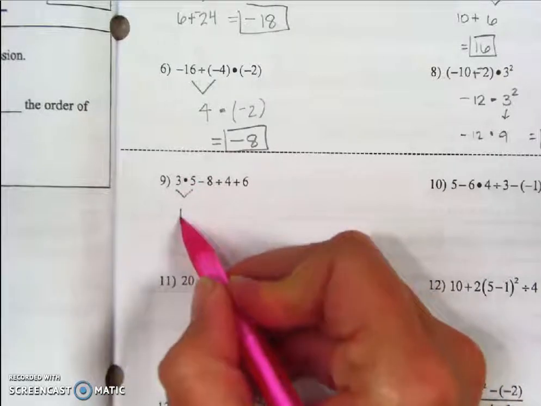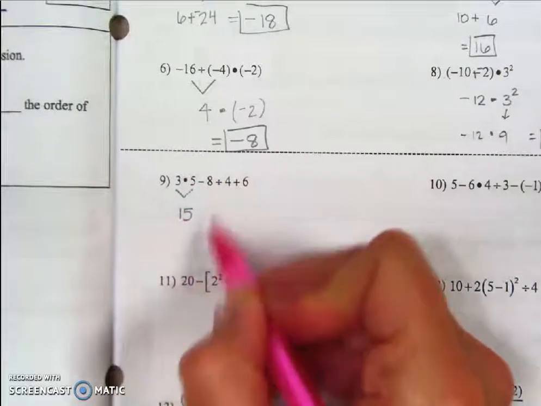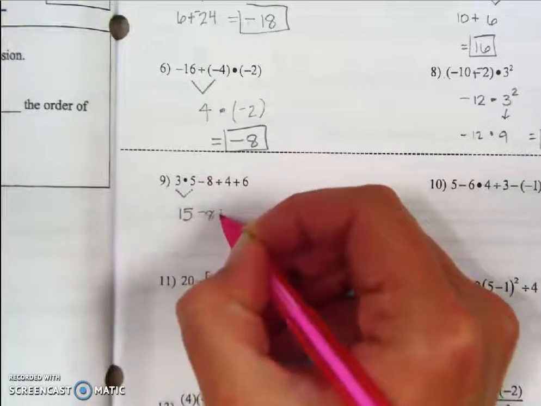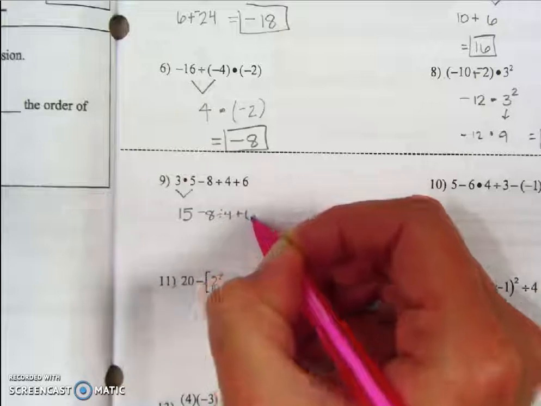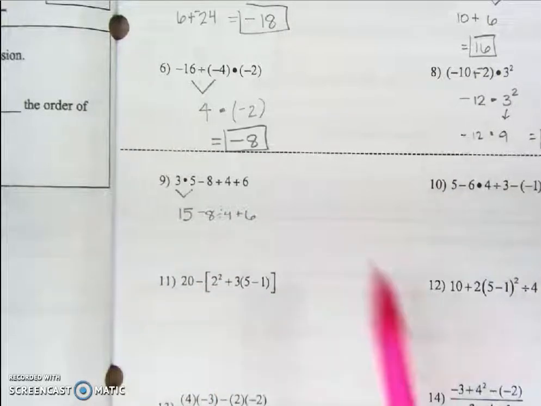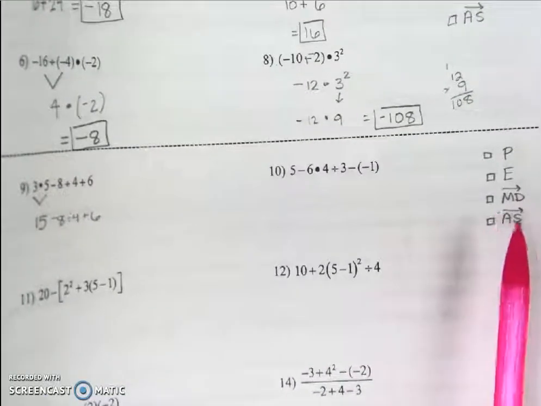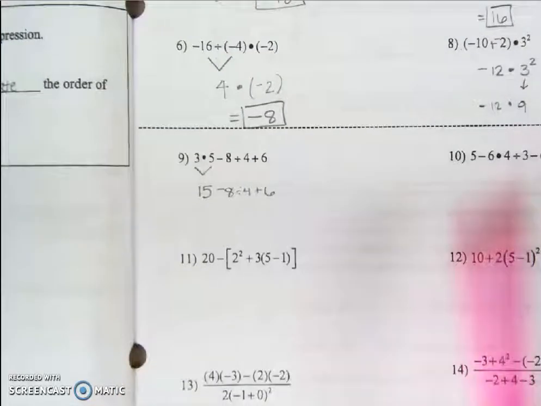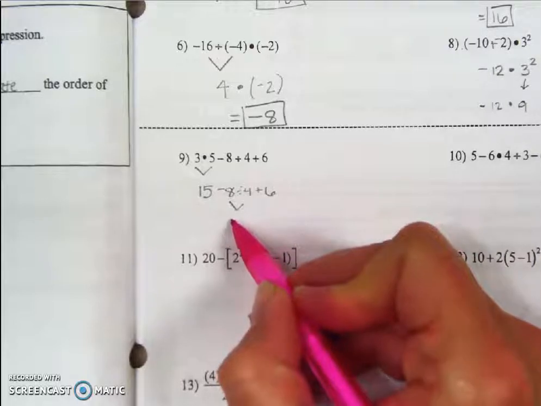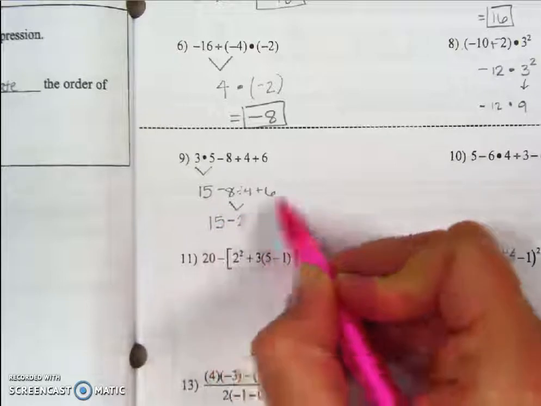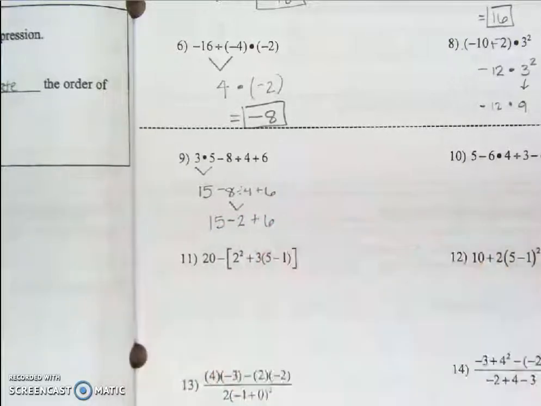3 times 5 is 15. And then I'm going to bring down the rest. I'm going to bring down the minus 8, the divide by 4, the plus 6. Now I have a minus, I have a divide, I have an add. And so I'm going to look over here and I see divide is next. Division is my next one. And so in this case, I'm dividing negative 8 by 4. And negative 8 divided by 4 gives us negative 2. Bring down the 15 that was in front. Bring down the plus 6.